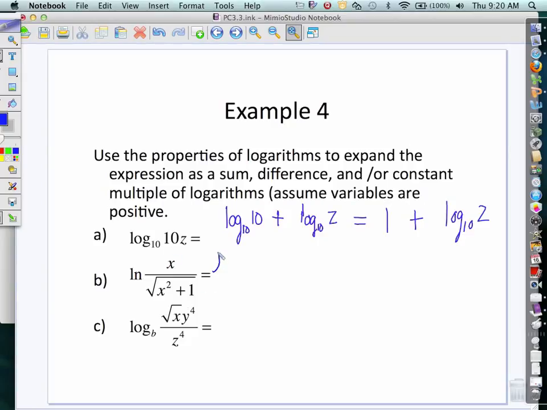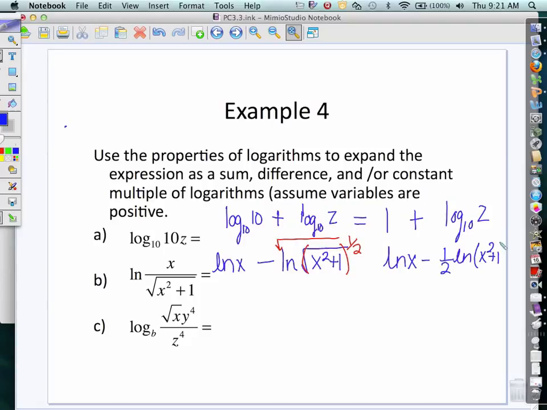Final answer. All right, on this second one here, we've got division. So I'm going to go ahead and separate that with natural log x. With the division, it's going to be minus natural log of the root x squared plus 1. Anytime you see a square root, you can represent that square root as a power of a half. So I'm going to go ahead and write over that. This is really parentheses to a half power. And you can move that in front of it. Okay, so final answer would be ln of x minus 1/2 ln of x squared plus 1.